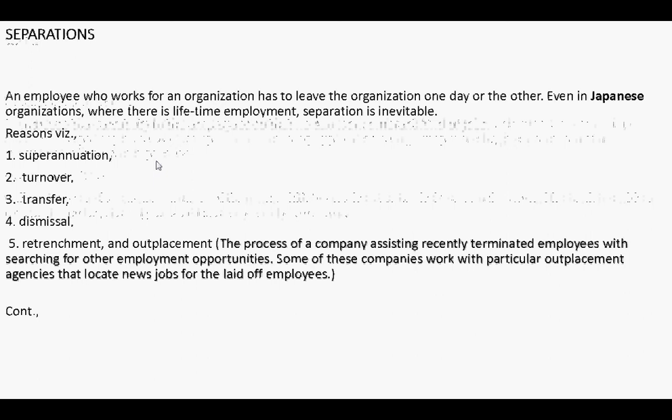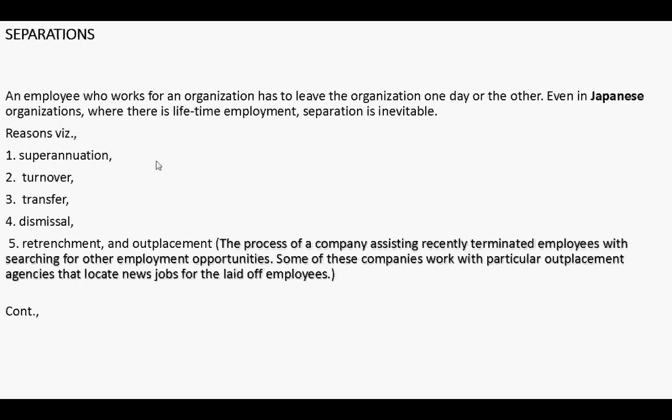So another important HR practice is called separation. An employee who has put in long service in the organization, one day or the other, has to leave the organization. Even in Japanese organizations where there is lifetime employment, separation is inevitable.